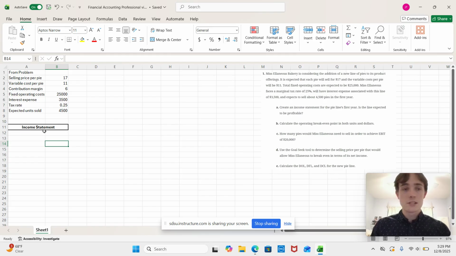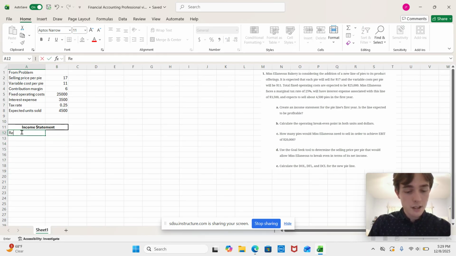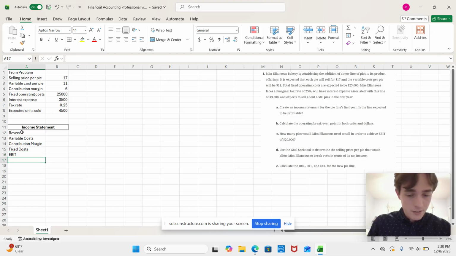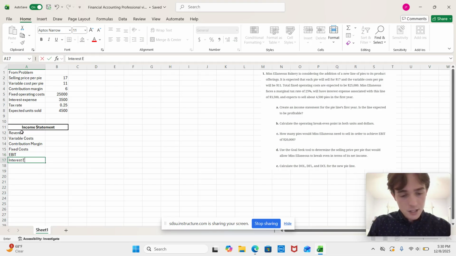So now that we're doing an income statement, we're going to have to start off with the revenue, and then we will have the variable costs. Okay. And then we will have the contribution margin. Yes, that's spelled right. Sometimes it's hard to remember how to spell things. So then now we have the fixed costs, and then we have the EBIT, and then we have the interest expense. Make sure I spelled that the right way too.